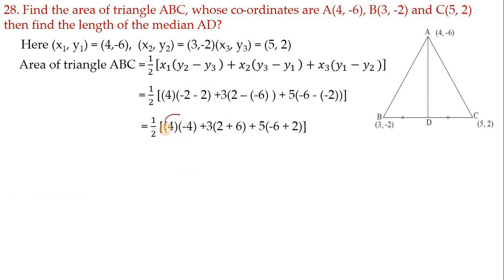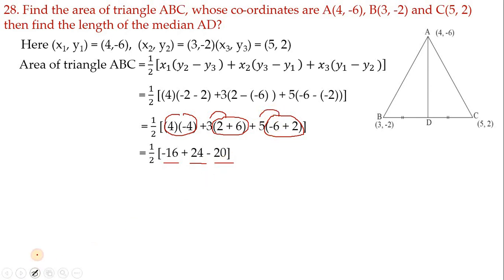And next let us solve this one. So 4 into minus 4 is minus 16. So 2 plus 6 is 8. 8 multiplied by 3 will get 24. Minus 6 plus 2 is minus 4. Minus 4 multiplied by 5 will get minus 20. Now let us simplify this. Minus 16 plus 24 is plus 8. So plus 8 minus 20 is minus 12 we will get.